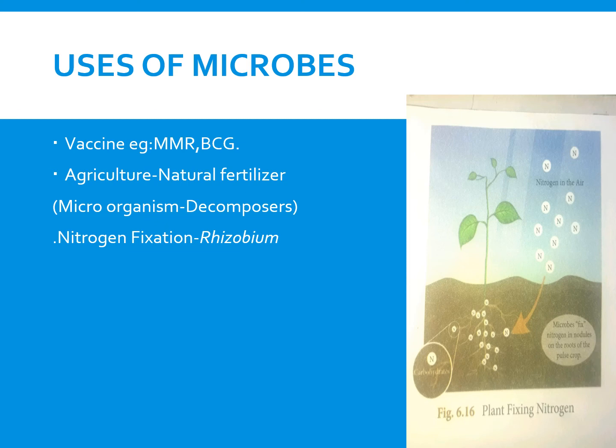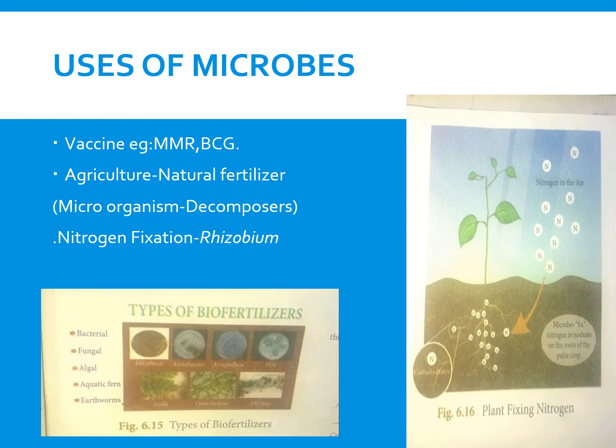This phenomenon is called symbiosis, where the bacterium is fixing nitrogen for the plant, and in turn getting shelter from the plant. So this association where both the partners are mutually benefited is called symbiosis. And these organisms are called symbionts. And they are biofertilizers: bacterial, fungi, algal, aquatic fern and earthworm.